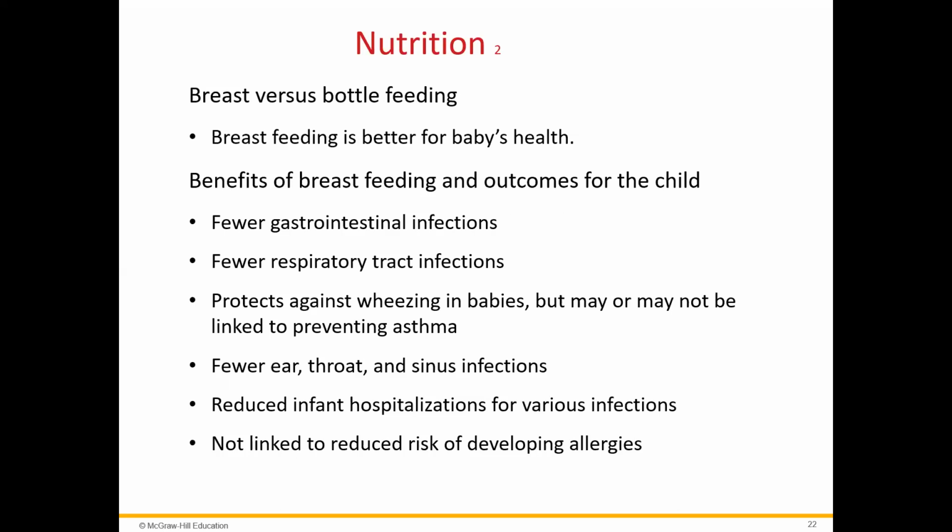Okay, just a few more slides in this first video. I know it's a long one. Breast versus bottle feeding. While there's not really any competition, breastfeeding is certainly better for the baby's health. With all of our scientific technology and medical technology, and we're great at making products and drugs, we cannot replicate the benefits of breast milk.